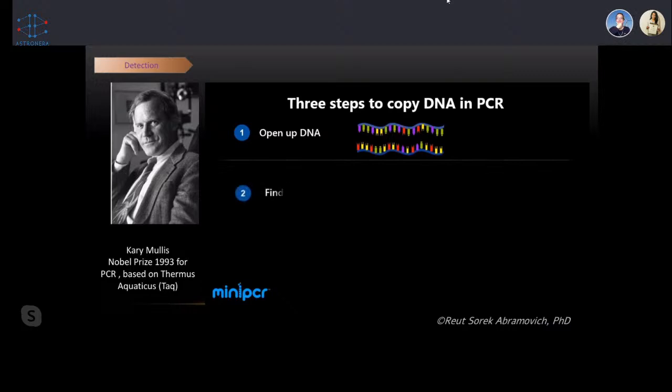In the next step, custom-made DNA molecules help us find the beginning and end of the DNA piece of interest among the billions of letters in the genome. These genetic bookmarks are called primers.